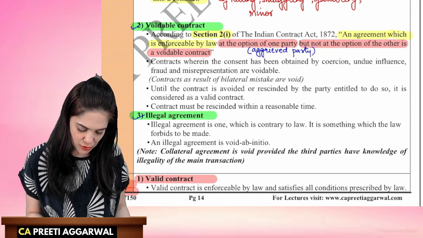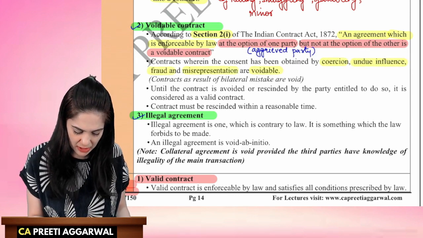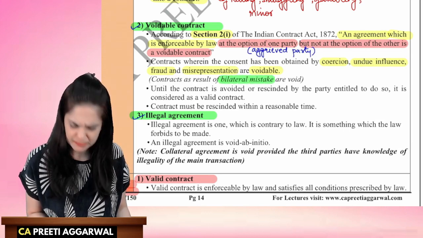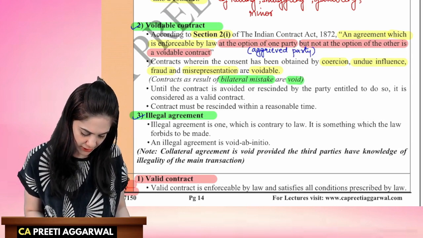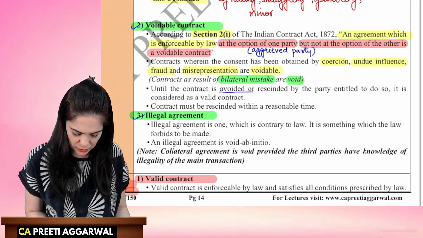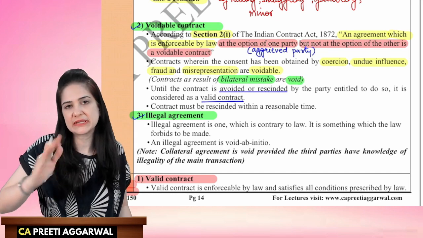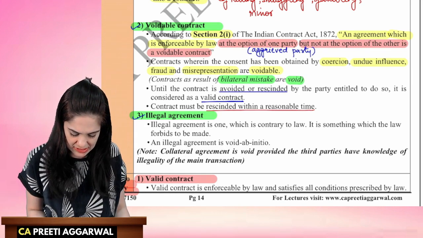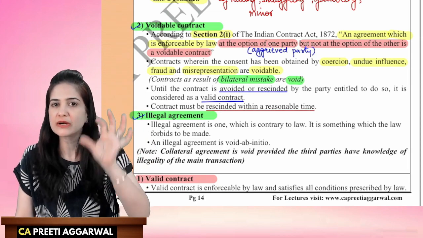Contracts where the consent is obtained by coercion, undue influence, fraud, and misrepresentation, they are voidable. But contracts where the consent is obtained by mistake, that is bilateral mistake of both the parties, then the contract is void. Until the contract is avoided or rescinded, rescinded means cancelled, it is considered as a valid contract. So contract remains valid till it is cancelled. And the cancellation must be within a reasonable time. You cannot exercise that option whenever you want. It must be within a reasonable time.